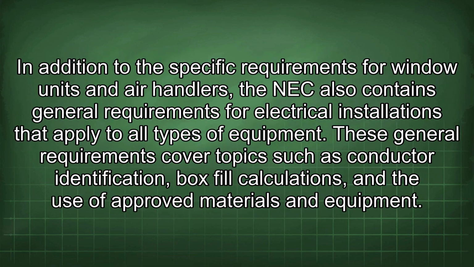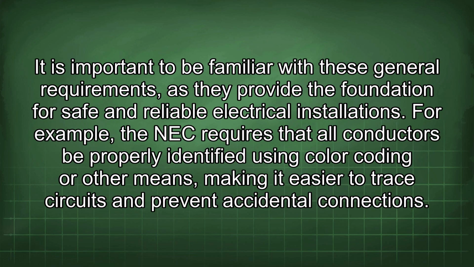In addition to the specific requirements for window units and air handlers, the NEC also contains general requirements for electrical installations that apply to all types of equipment. These general requirements cover topics such as conductor identification, box fill calculations, and the use of approved materials and equipment. It is important to be familiar with these general requirements, as they provide the foundation for safe and reliable electrical installations. For example, the NEC requires that all conductors be properly identified using color coding or other means, making it easier to trace circuits and prevent accidental connections.